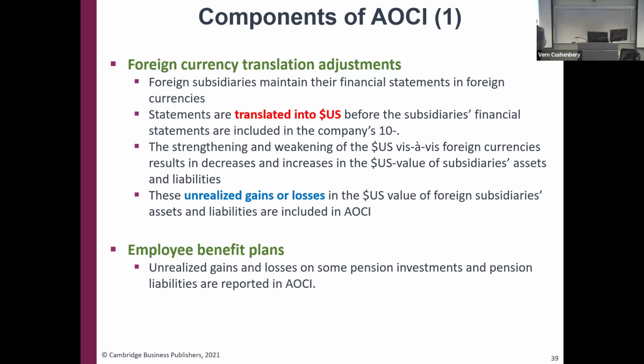So translation adjustments, which can be huge, are reported in other comprehensive income on the theory that over time, sometimes you're going to make money on that translation, sometimes you're going to lose money on that translation, but on the whole, it's going to average out.